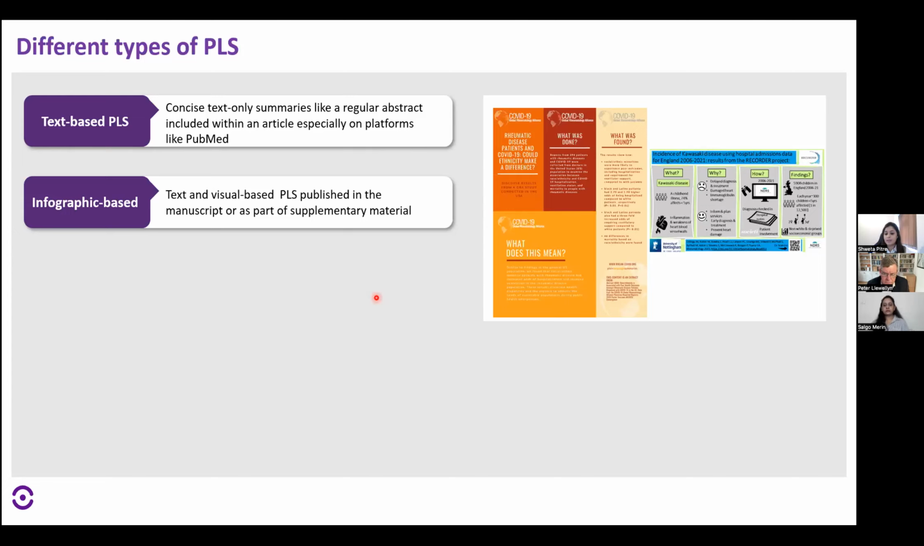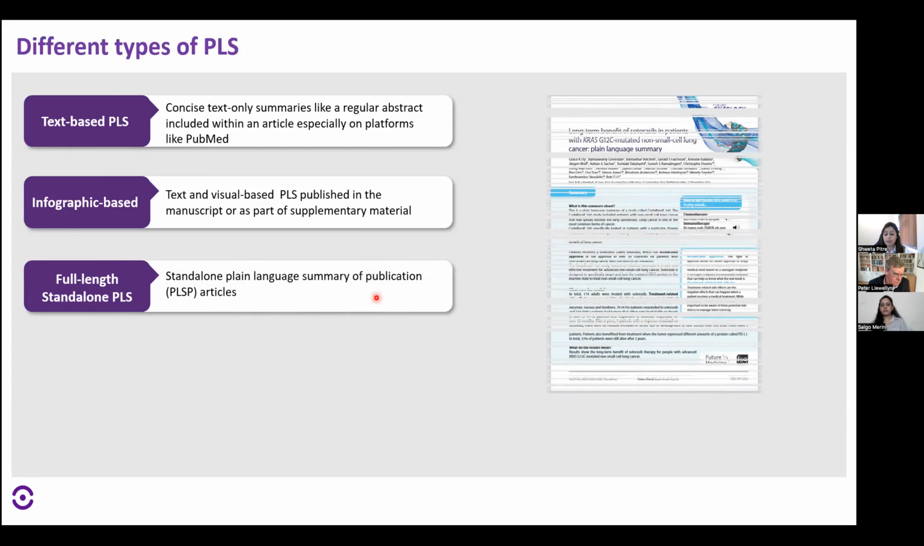Then you have the third type, and one of the very important types, the standalone plain language summary of publication. We also call them PLSP articles. These are long, full-length, robust articles that give you details on every aspect of the study. They are published separately. They have their own access links and their own DOIs. But what they basically talk about is the main study paper.